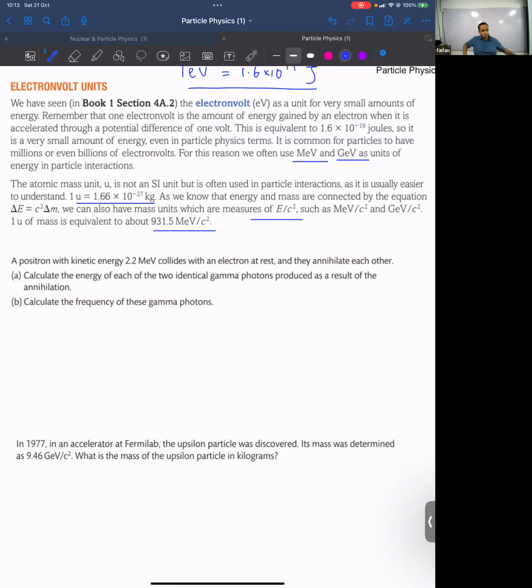So now we are going to speak about a new unit for mass. Since E = mc², m is also equal to E over c², correct? So they come up with another unit for mass, which is energy over c², either mega electron volts over c² or giga electron volts over c². There will be instances where you have to convert this into kilograms or kilograms into this. So I'll explain with an example.